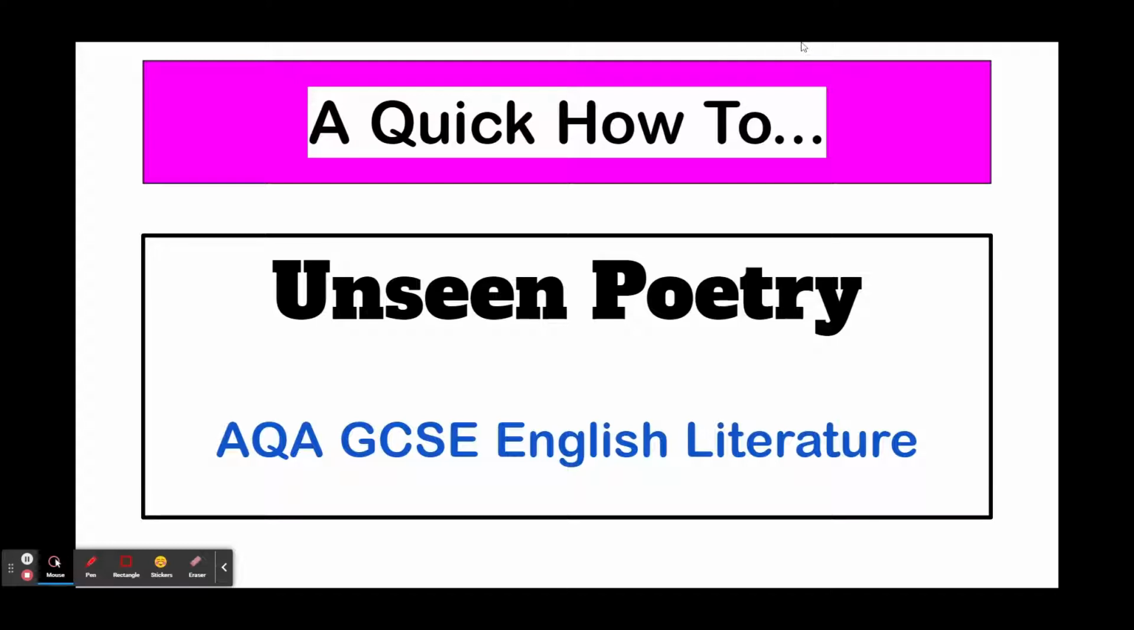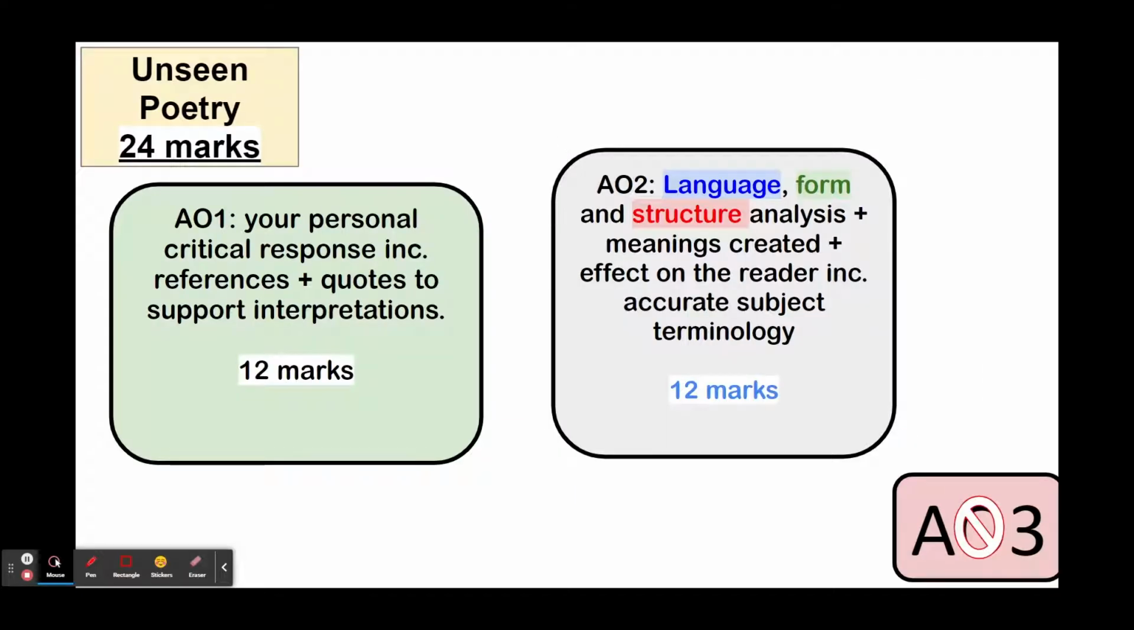Today, a quick how-to of the unseen poetry question on Paper 2 of the AQA GCSE English Literature exam. This is the 24-mark question on which you will be examined on AO1, your personal critical response to the poem, including references and quotes to support your interpretations, and AO2, language, form and structural analysis about how meanings are created and the methods used and the effect on the reader, including use of subject terminology.